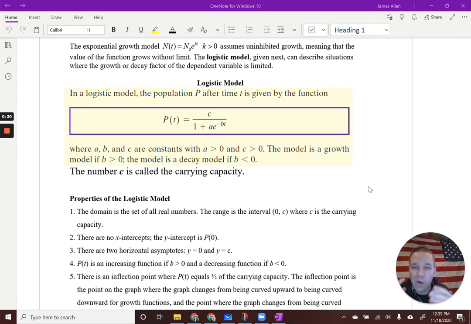So if we look at our logistic model here, P of t is equal to C over 1 plus A times e raised to the opposite of B times t. So we still have e to a power with our time there. Some similarities in the formula, but A, B, and C are all constants. They're all numbers, okay? A is greater than 0 and C is greater than 0. And then if it's growth, B is greater than 0, and if it's decay, then B is less than 0. And that makes sense, right? We've dealt with that before.